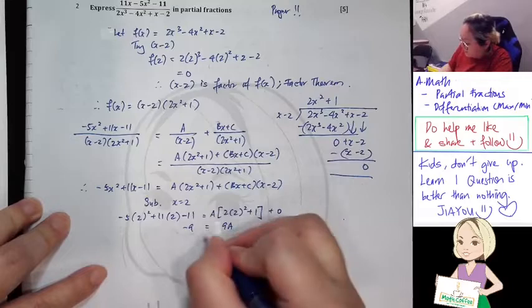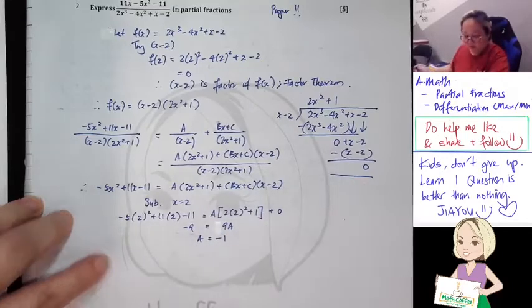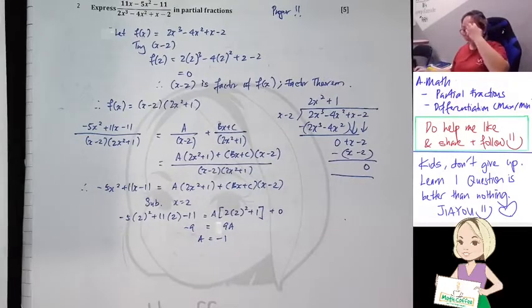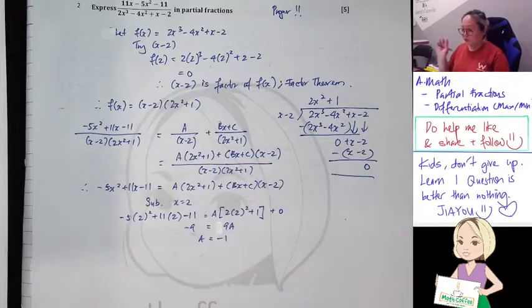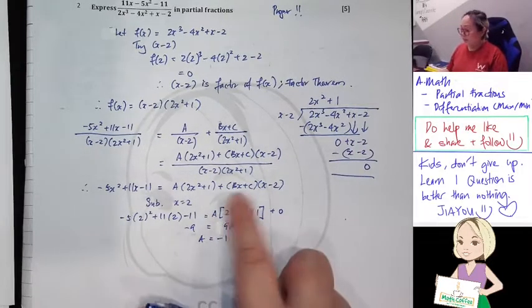So in the end, my a will be negative 1. So we're not done yet. We still have b and c to solve. So now look at the b and the c.